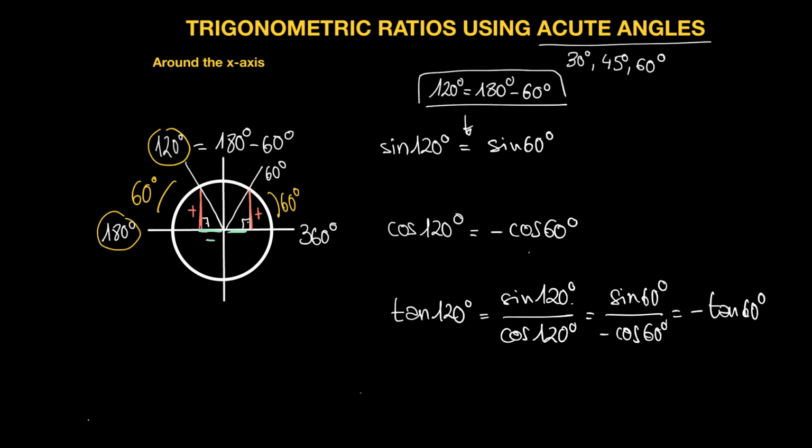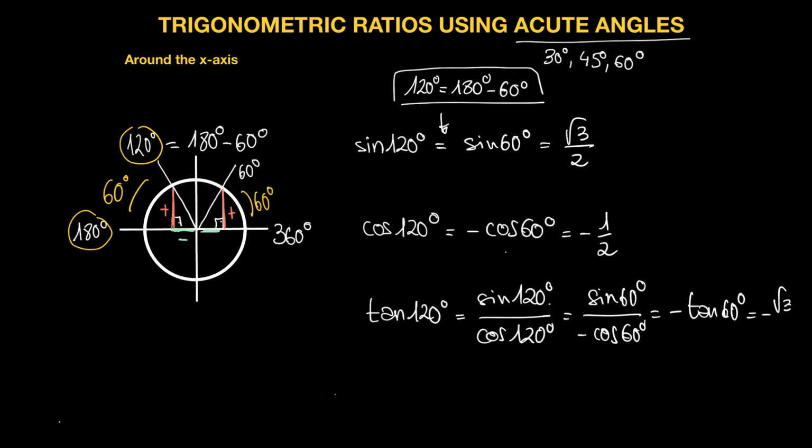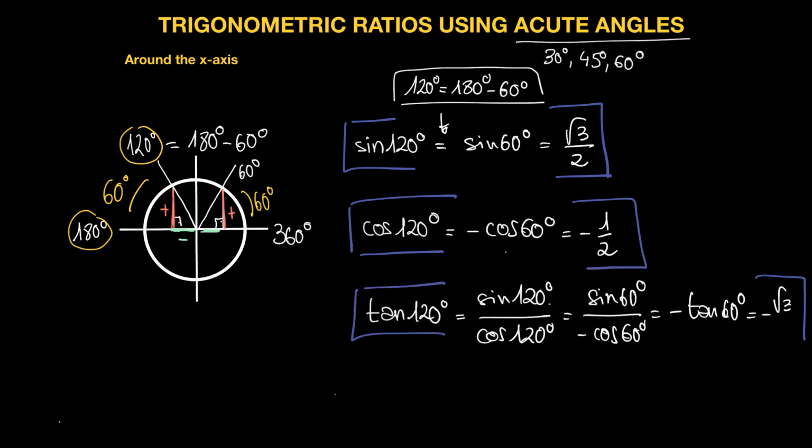To finish the exercise, I can give the value of sine of 60, square root of 3 over 2, the cosine, 1 over 2, and the tangent, square root of 3. I highlight the results, checking the signs, just in case I missed any.